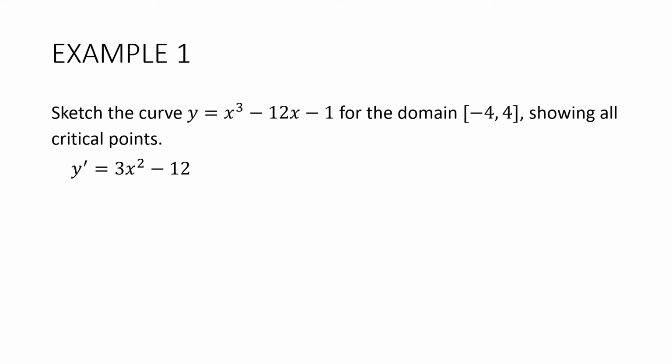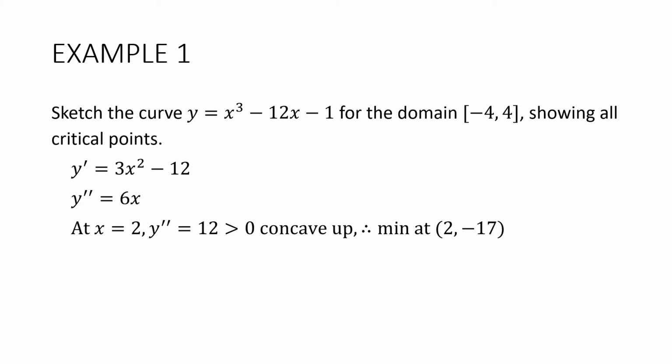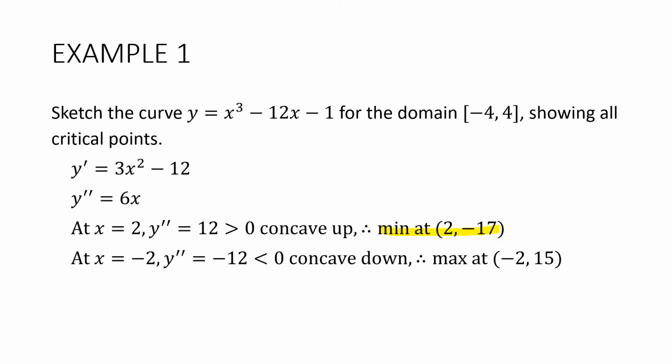Now we need to test those points, so we need the second derivative, which is 6x to the power of 1. At x is equal to 2, the second derivative, substitute this in, is equal to 12, which is greater than 0, therefore it's concave up, therefore there is a minimum at the point 2, negative 17. And let's highlight that. Now let's do it for negative 2.